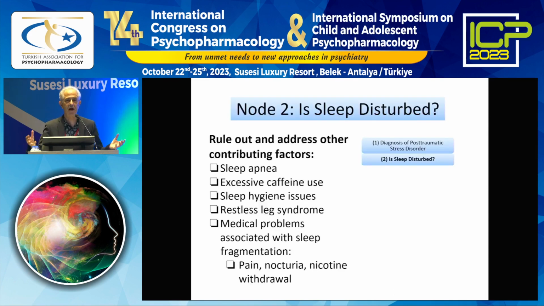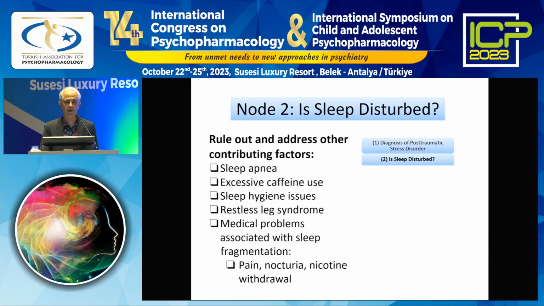Okay, so that's the diagnosis part. Moving to the second node of the algorithm, which is assessing sleep. The first step with people who are not sleeping well is to do a thorough review of the differential diagnosis of insomnia, because they certainly could have other causes beside their PTSD. They could have sleep apnea, very commonly seen in our veterans.